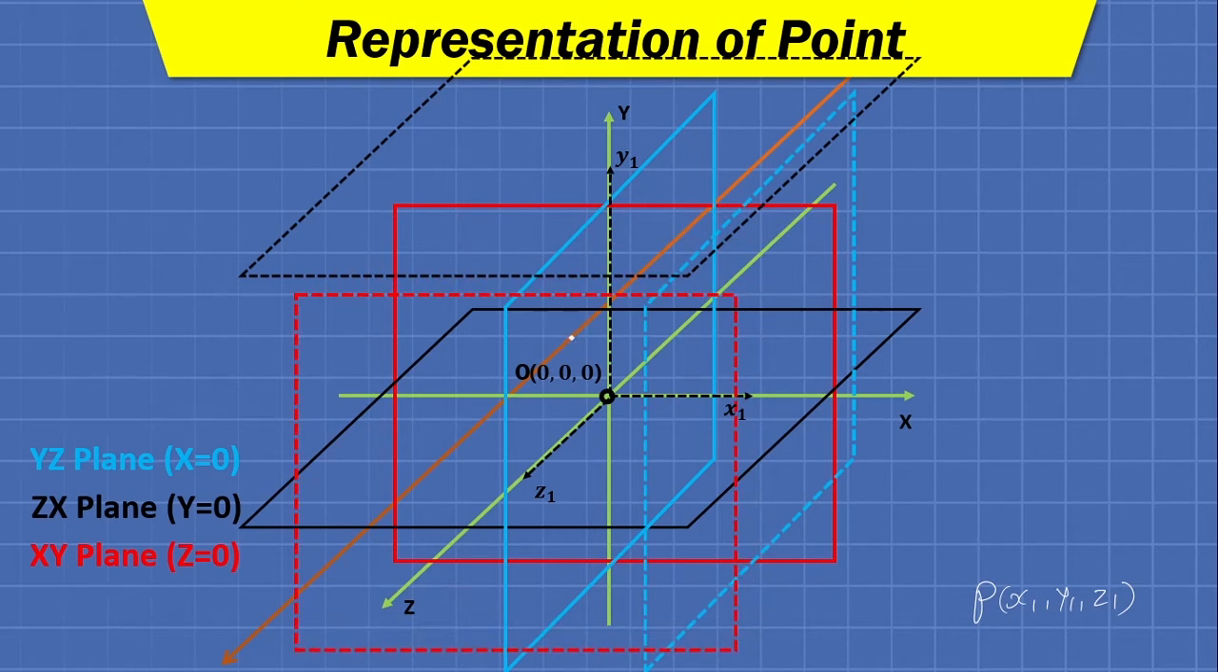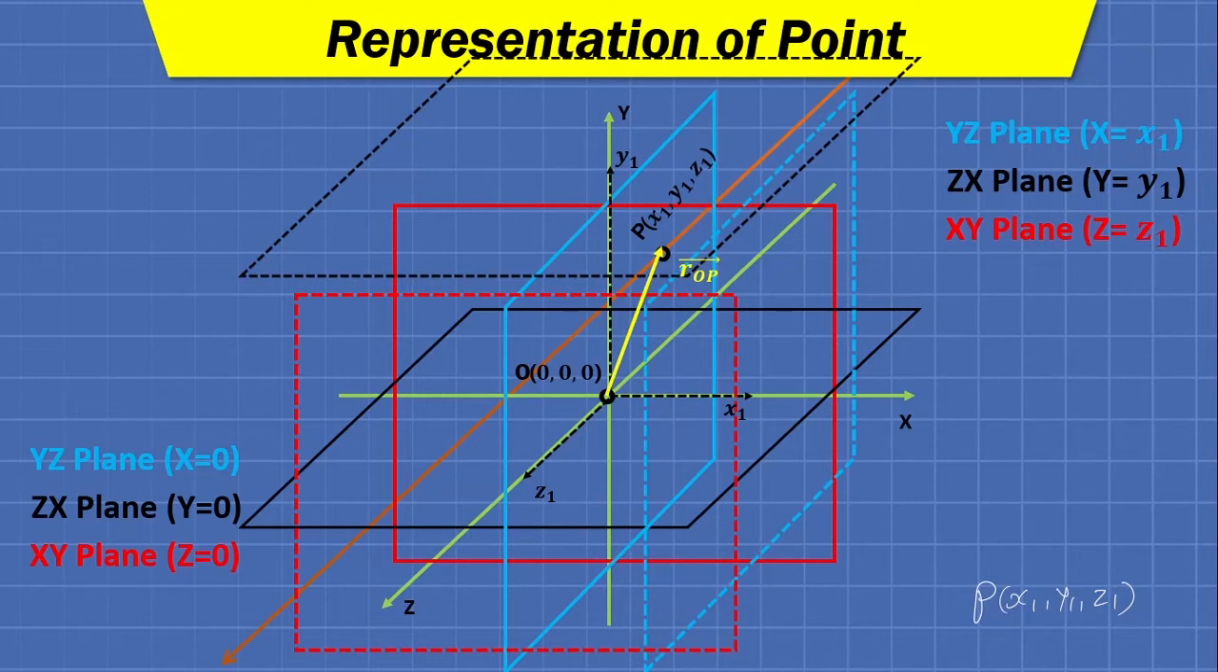this line and this plane, that is xy plane, will give us our point of interest, that is P (x1, y1, z1). So this is another method to represent a point in Cartesian coordinate system by moving the planes representing the coordinates of the system. So the final position of yz plane will be x equals x1, final position of zx plane will be y equals y1, and final position of xy plane will be z equals z1.